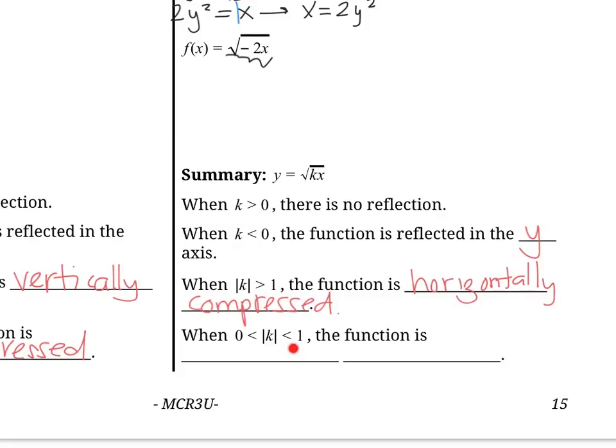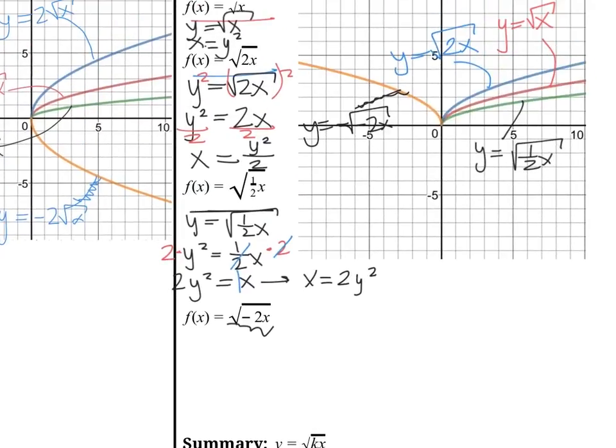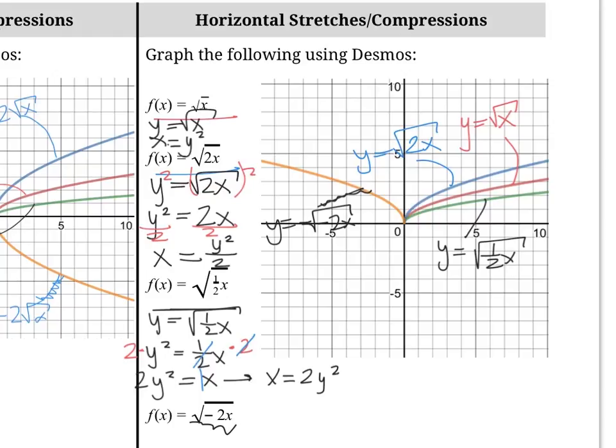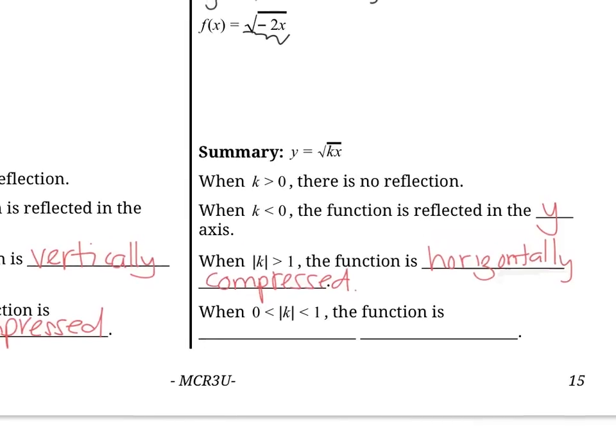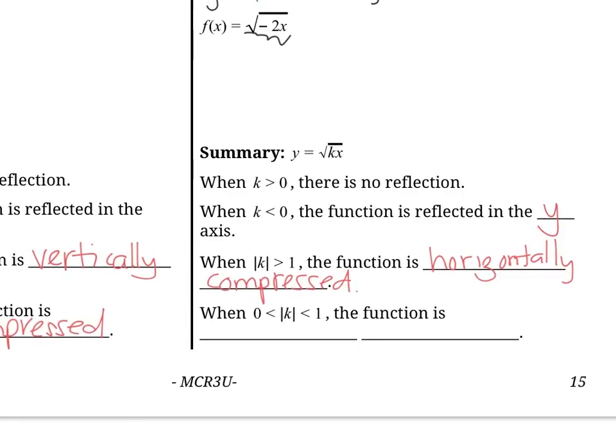Okay, and the last conclusion is what happens when that number that we're multiplying x by is less than 1, and we're talking about the absolute value of it. Well, if we take a look back up here, that was this example down here where we had a number that was less than 1 being multiplied by x. What happened was when we tracked the point 4, 2, the 4 became an 8. All the x values got multiplied by 2, and so it horizontally stretched. So let's write that down here. When absolute value of k is less than 1, the function is horizontally stretched.